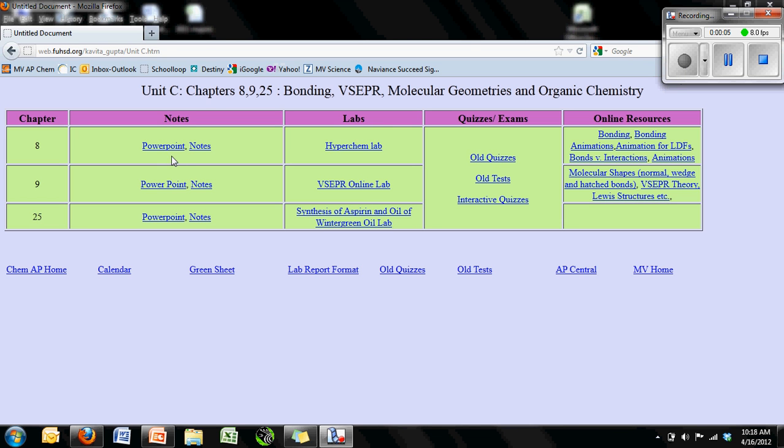Unit C is chapters 8, 9 and 25. Chapter 8 primarily deals with types of bonding, lattice energy, bond enthalpy, Lewis structures, while chapter 9 goes more into the 3D aspect of the molecule structure, how they are arranged in real life, so via VSEPR, hybridization, and then chapter 25 is organic chemistry. So let's continue our review for Unit C.